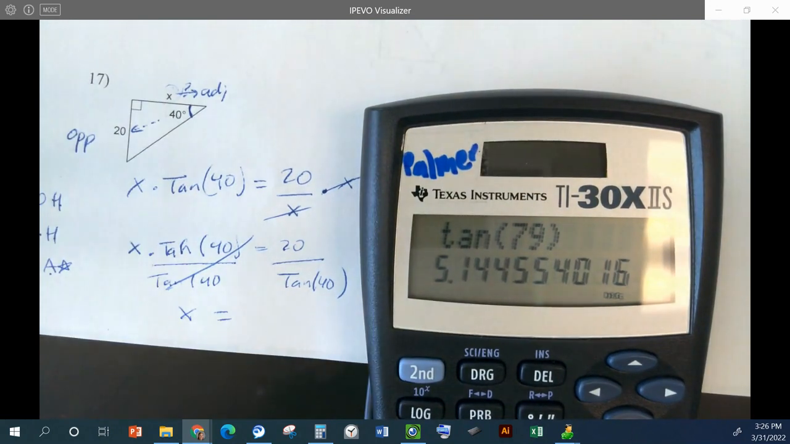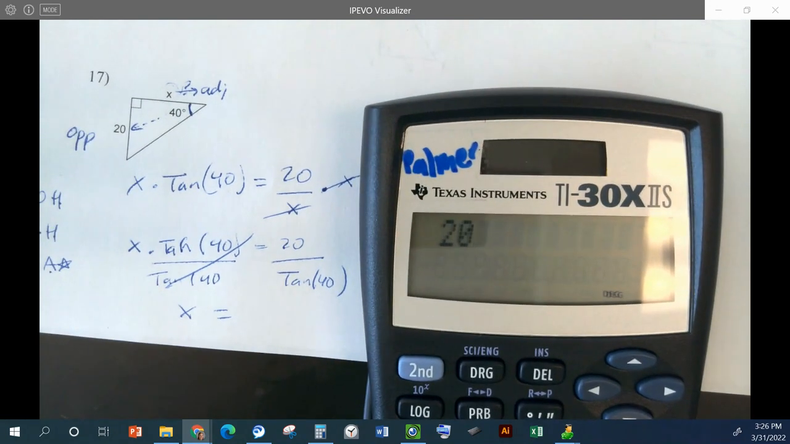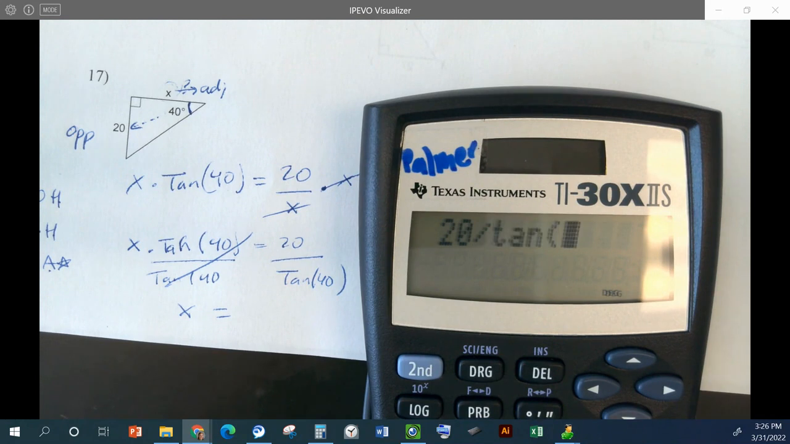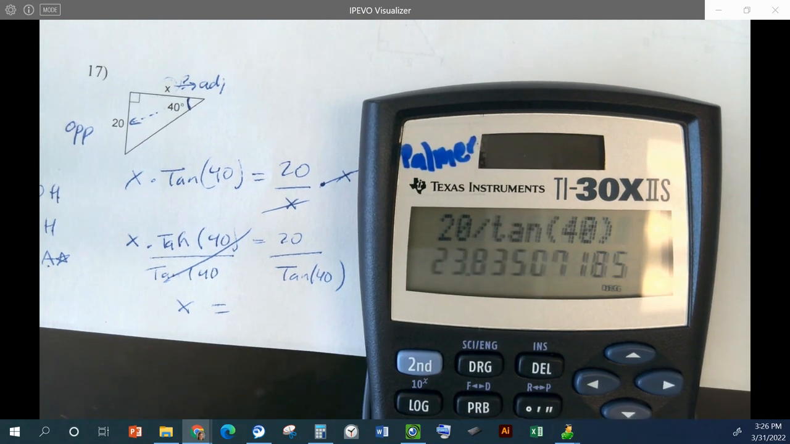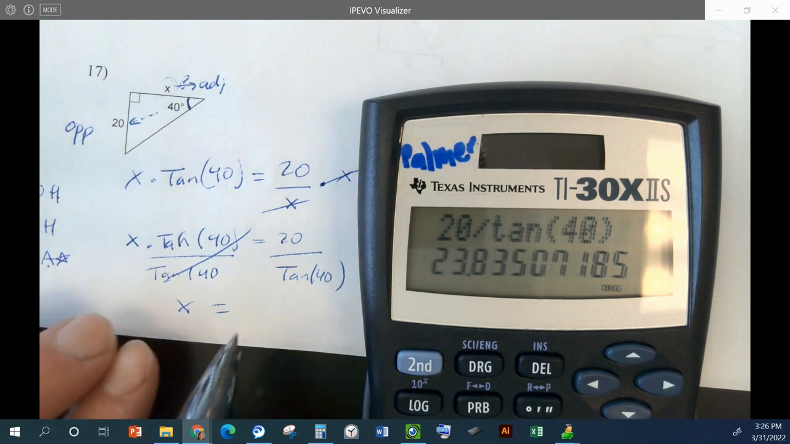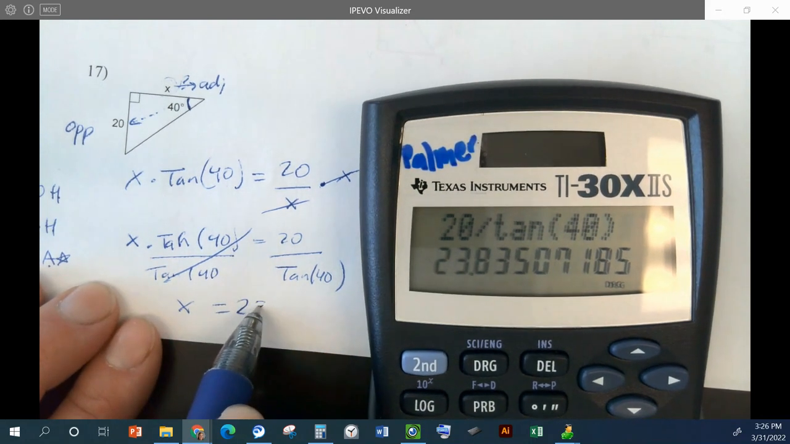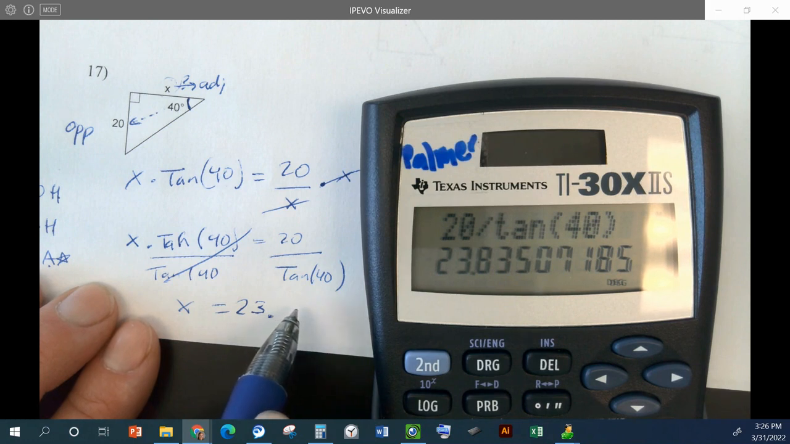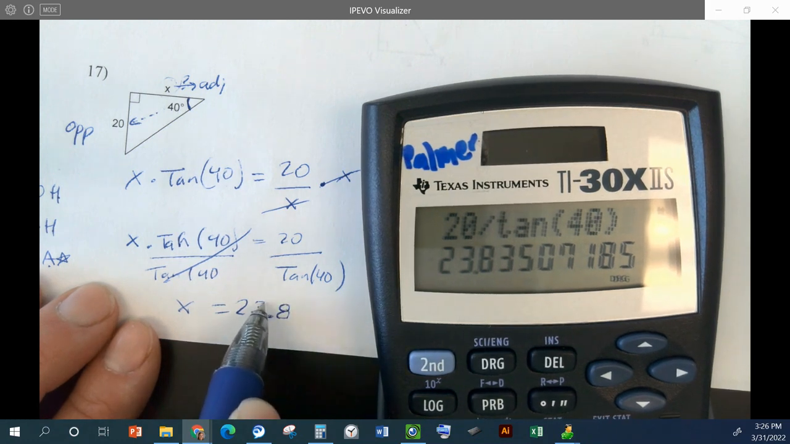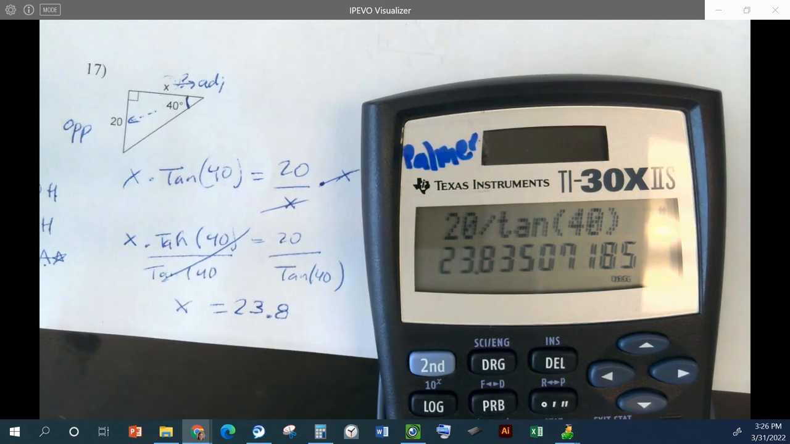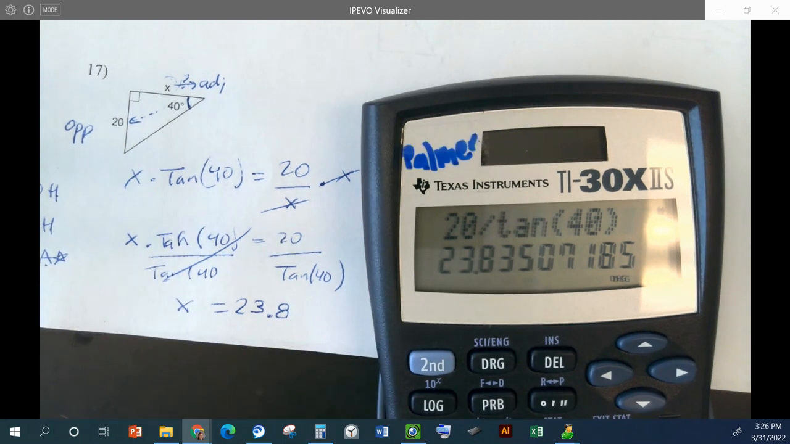Scoot that over. There we go. So I have 20 divided by tangent of 40, end parenthesis. And there we go. So that is 23.8. We'll just go to one decimal today. You will have to do the algebra part on paper to make sure that you get the x in the right spot.